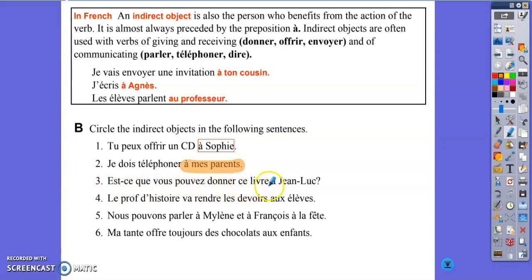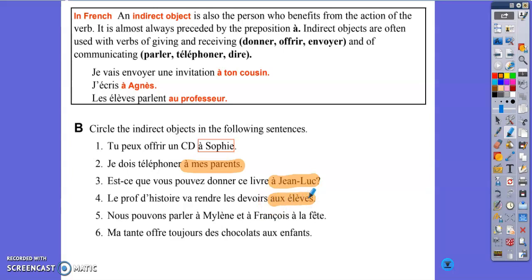Est-ce que vous pouvez donner ce livre à Jean-Luc? Can you give the book to Jean-Luc? So who do we want to give it to? À Jean-Luc, to Jean-Luc. Le prof d'histoire va rendre les devoirs aux élèves. The history teacher is going to give the homework to the students. So they're giving the homework to who? Aux élèves, to the students.